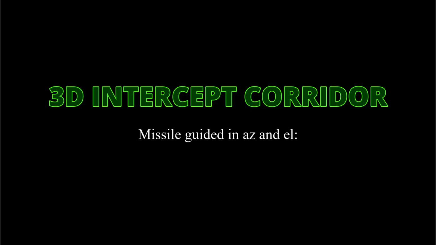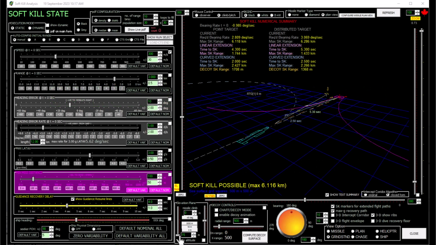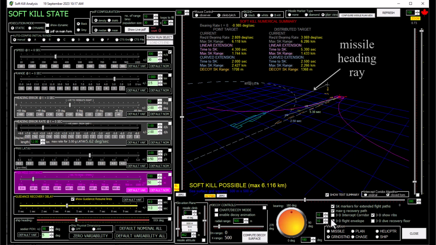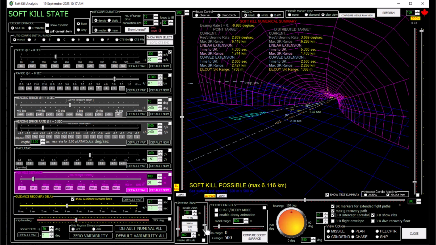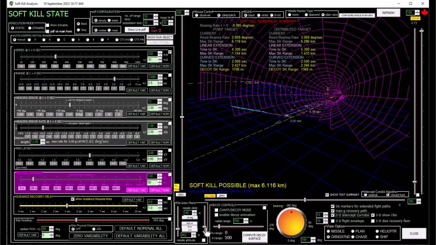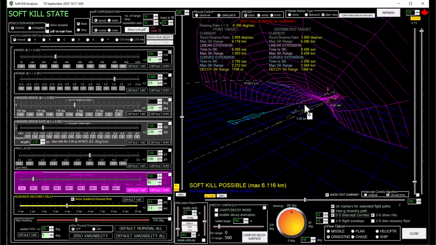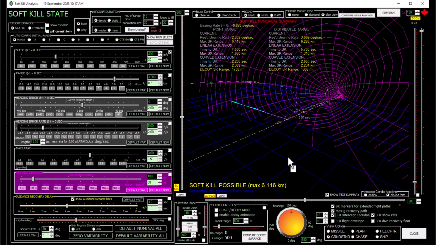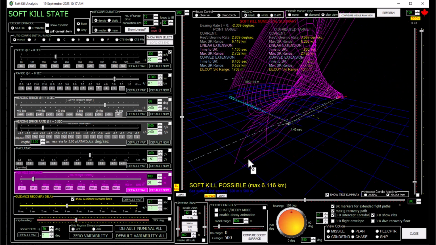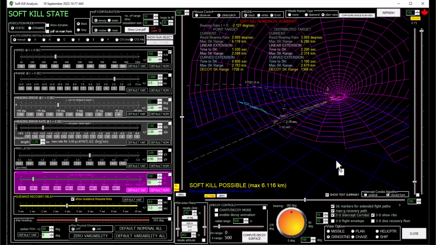If the missile is guided in azimuth and elevation, then the corridor becomes a funnel. So let's change the missile altitude here. And let's turn on the 3D visualization and change the climb angle. If the missile points down, the corridor points up, which is the analog of if the missile points left, the corridor points right, that kind of thing. And as the missile swings around in azimuth and changes its climb angle, the funnel now changes position exactly the same as it does in two dimensions, but it's now in three dimensions.